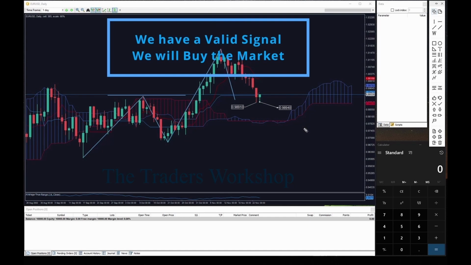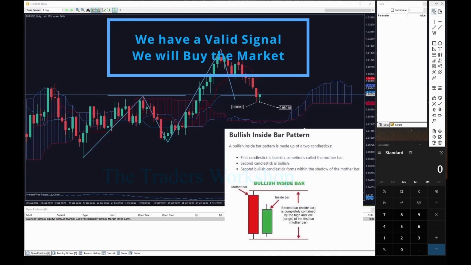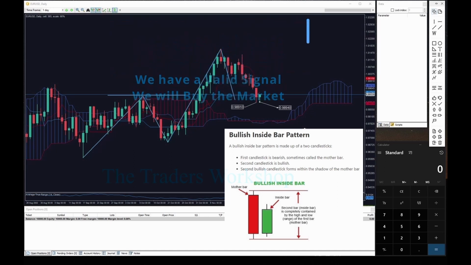But before that, this is a detailed explanation of a bullish inside bar candlestick pattern. I suggest that you pause the video and take the time to look at the specific rule of this candlestick pattern, because we will be using the same pattern throughout the backtesting process.